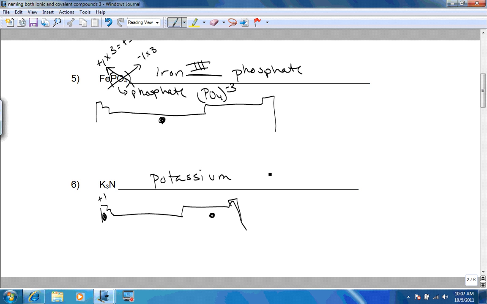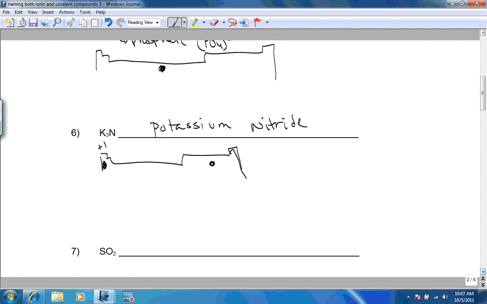There's our cation. The anion is nitrogen, and it becomes nitride, because I take the base of the word and I end it with "ide."